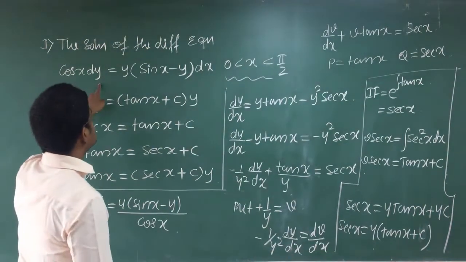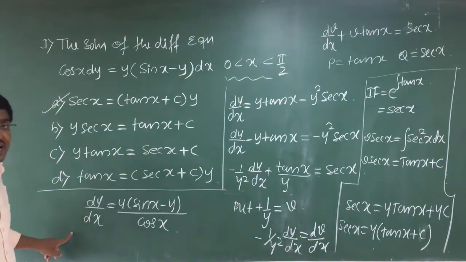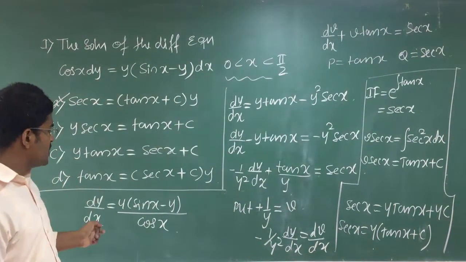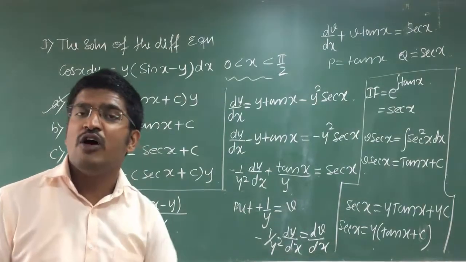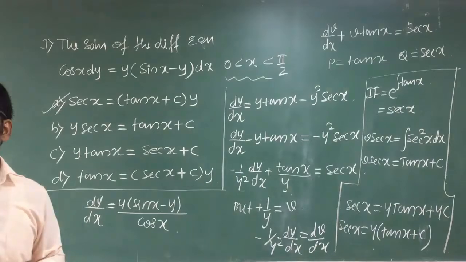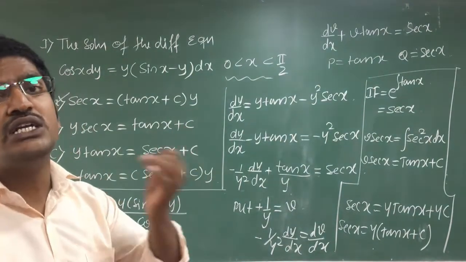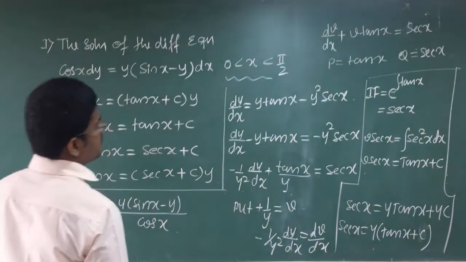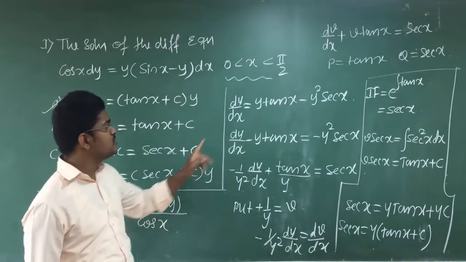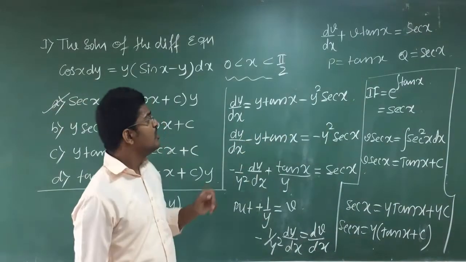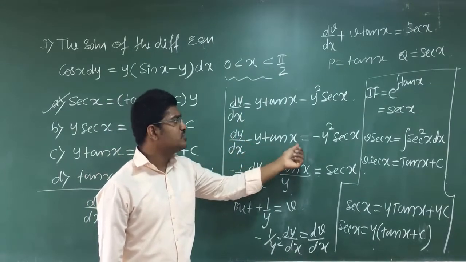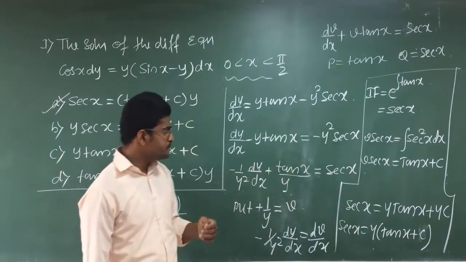By looking at this, first you have to convert to dy by dx. After converting to dy by dx, you have to check, is it in the direct form of a linear differential equation? But it is not in the direct form. We have to convert it to linear differential equation form. For that, I multiply y inside the brackets. So you will get this differential equation where you can take y this side, that will be minus y tan x equal to minus y square sec x.